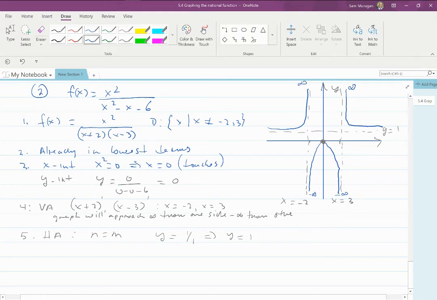So the only thing left for us to do is to determine where the graph intersects the horizontal asymptote. So set x squared over x squared minus x minus 6 equal to the horizontal asymptote, which is 1, and solve it. Okay, I'm expecting that you guys can solve something like this. This gives x squared is equal to x squared minus x minus 6. So this results in x is equal to negative 6.